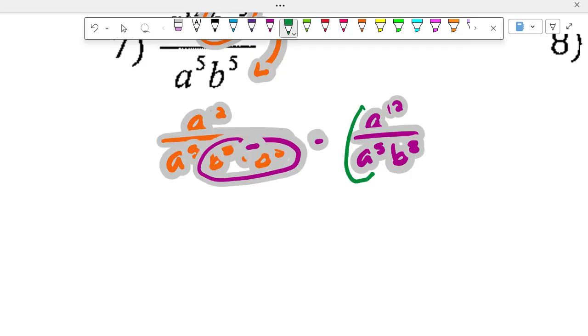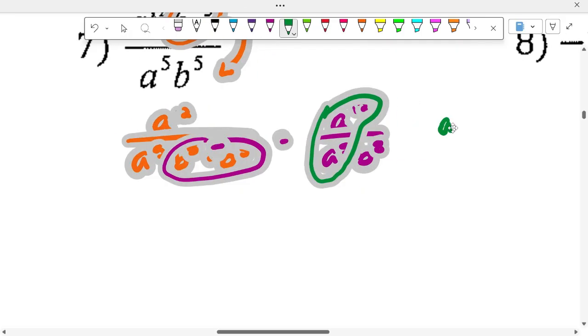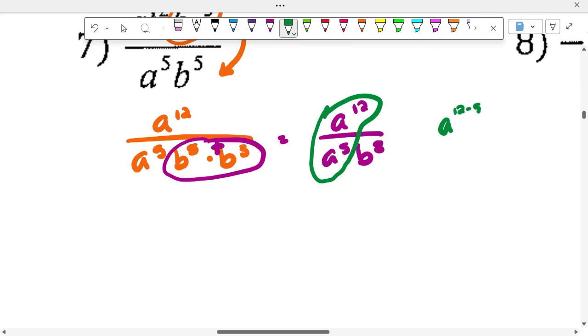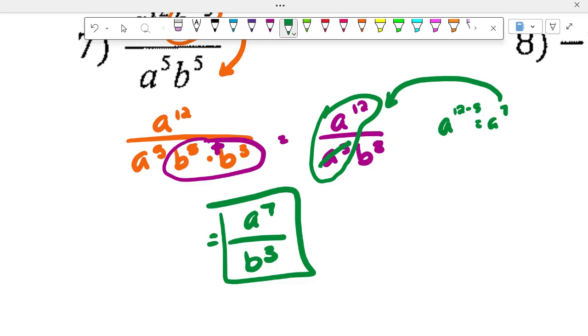What rule is going on right here? Quotient rule. So I need to do what to the exponents? Subtract them. So if I do big minus small, that's 12 minus 5, so that's a to the 7th. And where's that a to the 7th going to go? On the top. So you can cross out the a to the 5th. It's gone. A to the 7th is going to go on the top. So my final answer is a to the 7th over b cubed. Not b cubed, b to the 8th, my bad.